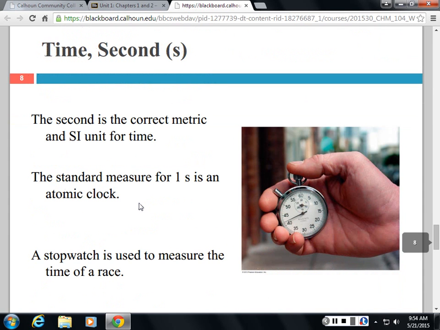Time: we can use a stopwatch or some kind of device that will measure the time, or how long it takes for something to occur. Maybe it's a chemical reaction, and we want to know how long it takes for the reaction to go to completion. Seconds is the SI unit for time.